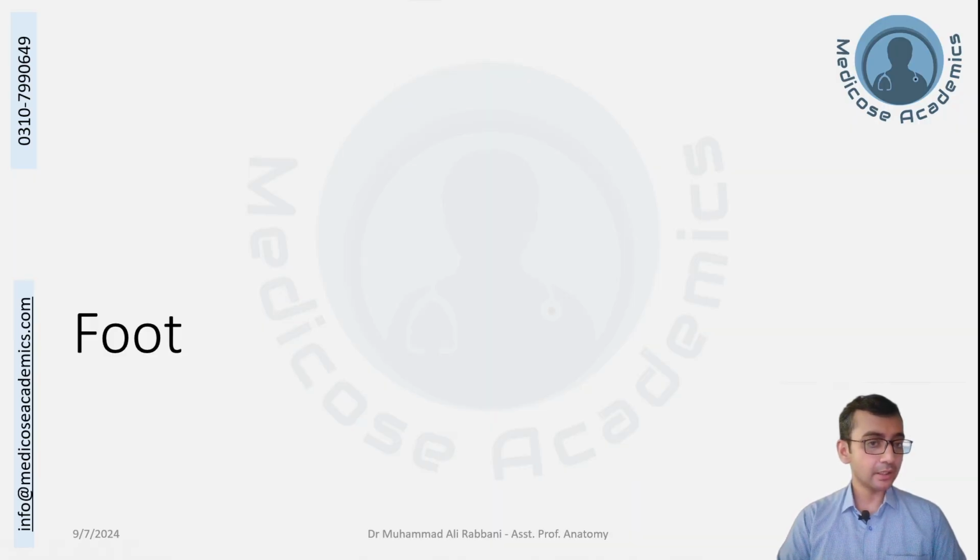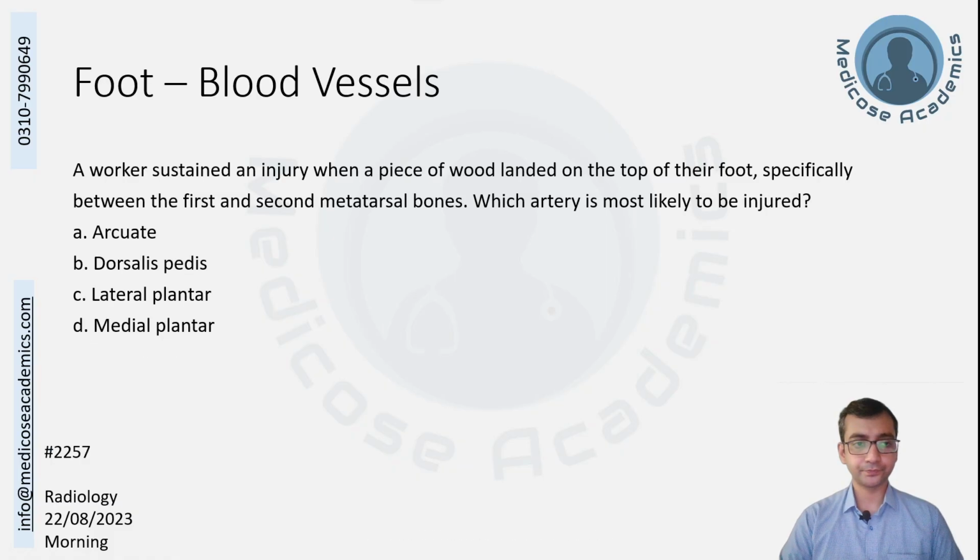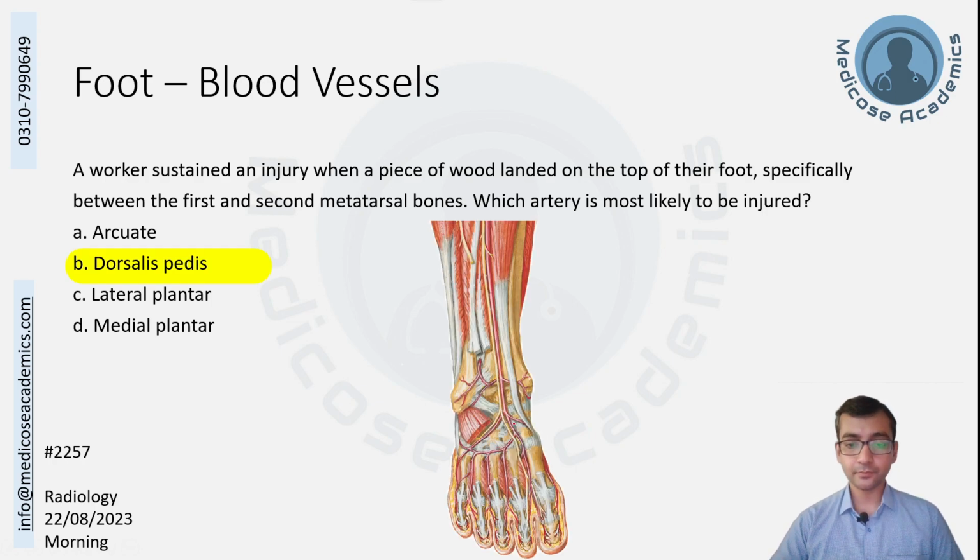Let us start with the MCQs of the foot region. In the foot, a worker sustains an injury when a piece of wood landed on the top of the foot, especially between the first and the second metatarsal bones. Which artery is most likely to be injured? We saw that briefly in the leg region too, that the artery that is running on the dorsal aspect of the foot between the two malleoli is dorsalis pedis artery. So that is injured when there is an injury between the first two metatarsal bones.